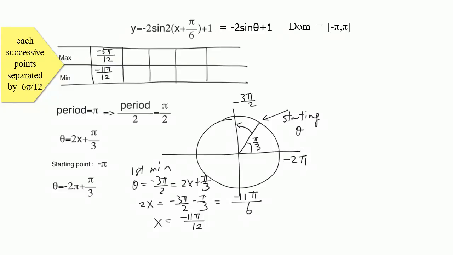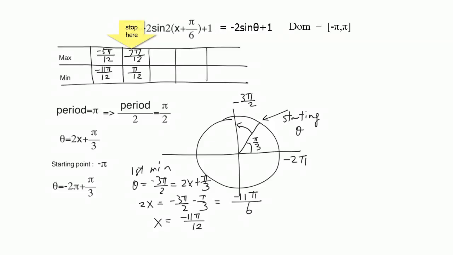Notice that the minimum and maximum are separated by a period of pi on 2, so we could easily fill out the rest of the maximum and minimum table. Each maximum and minimum are separated by a period of 6 pi on 12. Notice that we stop the table at the maximum of 7 pi on 12 because adding another 6 pi on 12 to this number would exceed the maximum domain, which is pi.